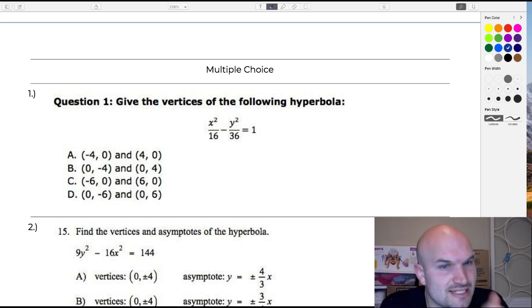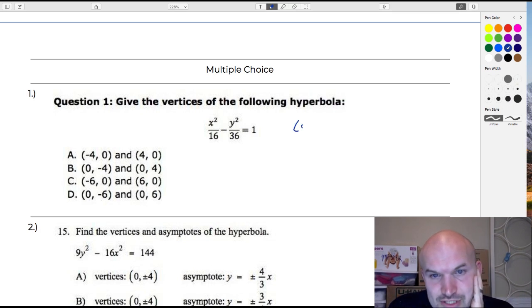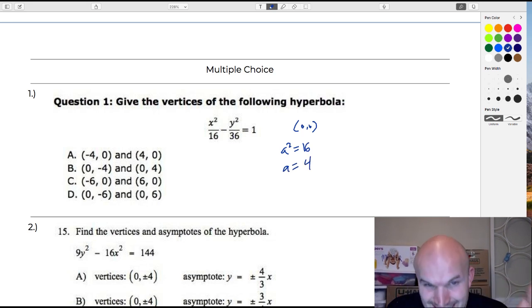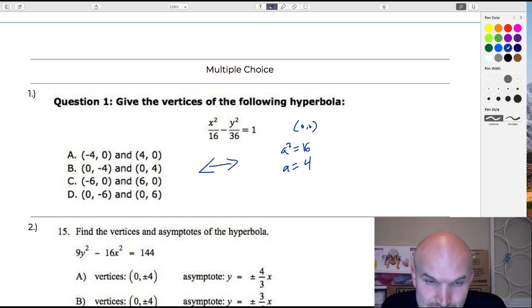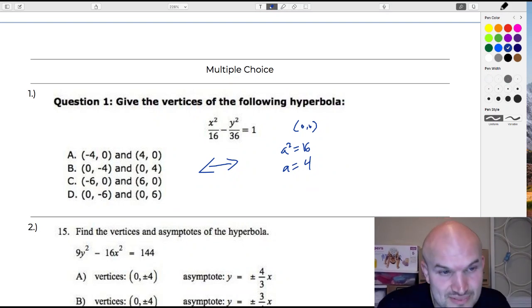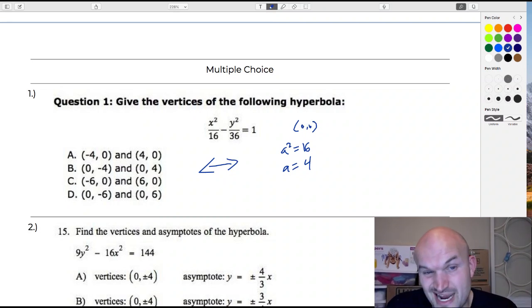Perfect. The first one says, give the vertices of the following hyperbola. We know the center is at 0, 0, and we know a squared is equal to 16, so a is equal to 4. We see that a squared is under the x, so the transverse axis is left and right. Do not make the mistake of taking 36 as your a squared because it's larger than the 16. That is for when it's a plus and it's an ellipse. In this case, your a squared is 16 because that's your positive term, listed first. Since a squared is under x, it goes left to right. So from the center 0, 0, that'd be left 4, right 4.